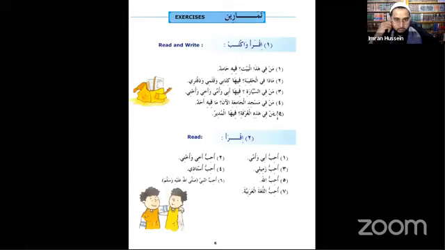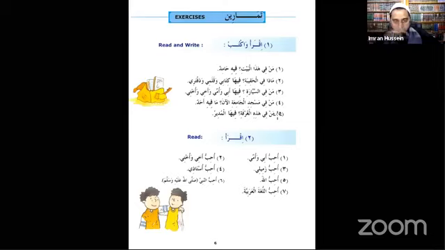Who is in the university mosque now? Who is in the central mosque? Central mosque now. Ma fihi ahad.